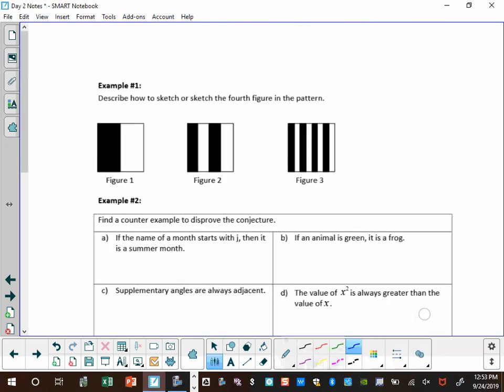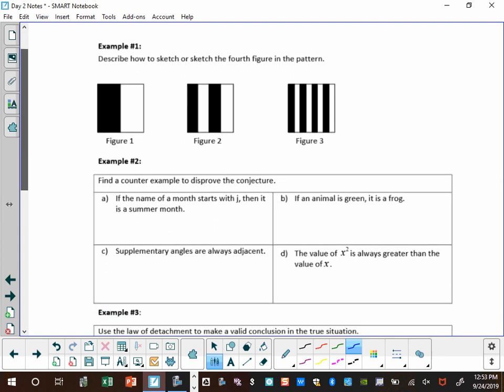So we have example one. Example one says, describe how to sketch the fourth figure in the pattern. Look at your first figure, to your second, to your third. What's happening? It's getting smaller and smaller. Okay, so the blocks are getting smaller. What else? They're adding more black.